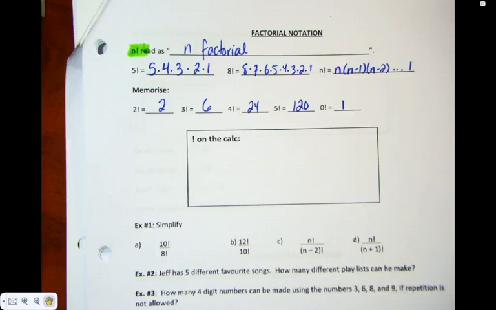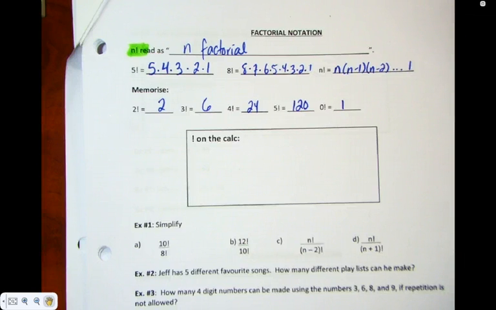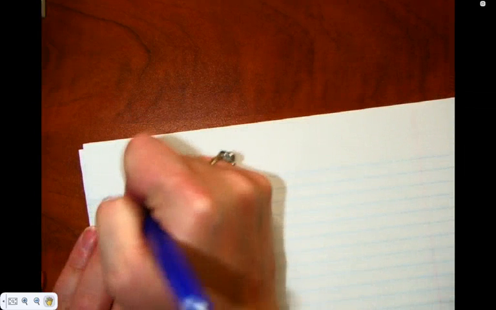The sole purpose of the factorial notation is just shorthand, so we don't have to write out all the digits all the way down to 1. So first thing we're going to do is simplifying some factorials, and then we'll do some regular permutations examples.